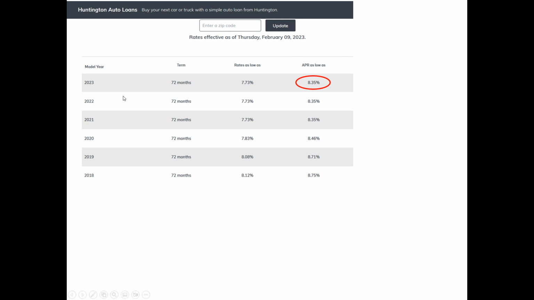8.35% if you are taking out a loan on a 2023 model year vehicle. The interesting thing is that if you get an older car, the interest rate is higher. Do you notice how for a 2020 it's 8.46, 2019 8.71, 2018 8.75, and in fact it went even higher. I just truncated it, but if you get, I think, a 2015 vehicle, they'll give you a loan for it, but the interest rate is even higher. Why do you suppose they do that?